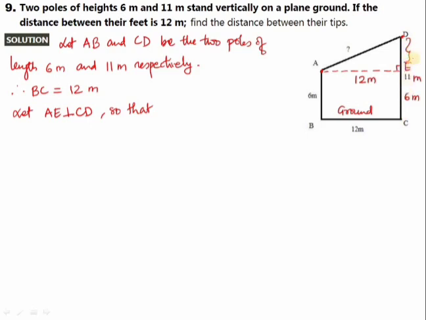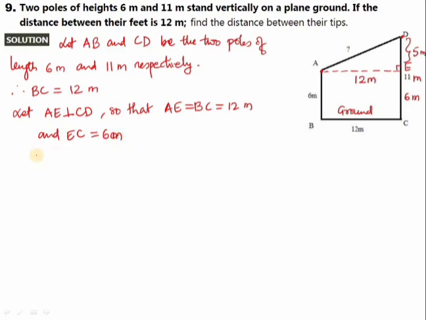11 minus 6, which is 5 meter. It's very simple, isn't it? So see here carefully, we have AE equals BC, which is equal to 12 meter, and I told you EC is equal to 6 meter. Okay, EC is also going to be 6 meter.